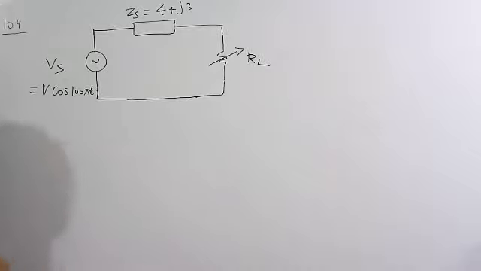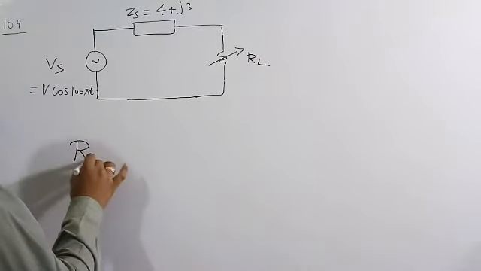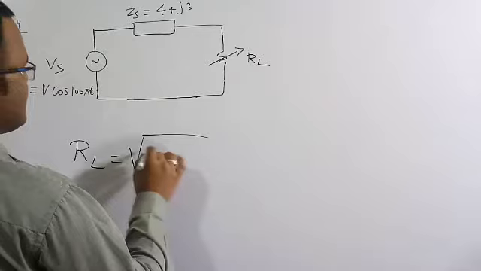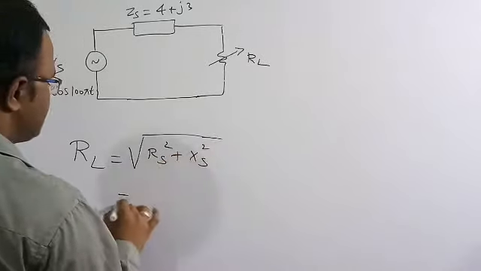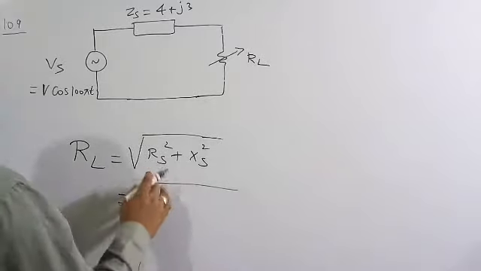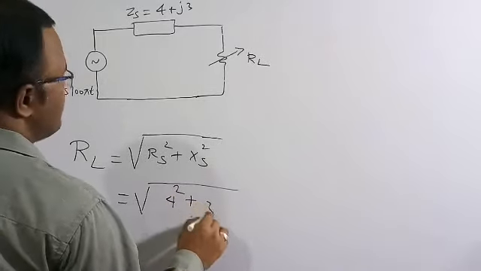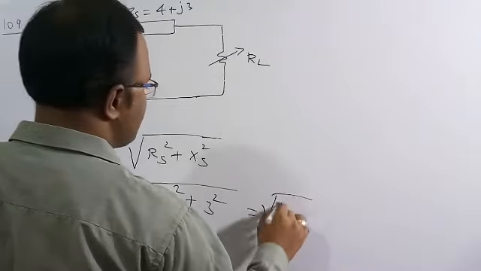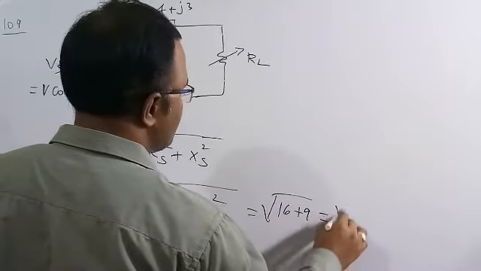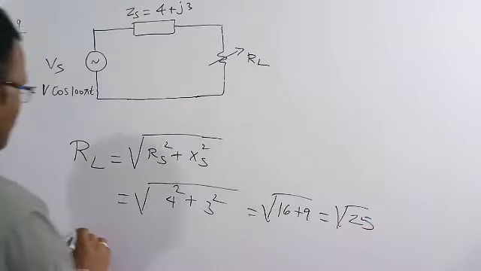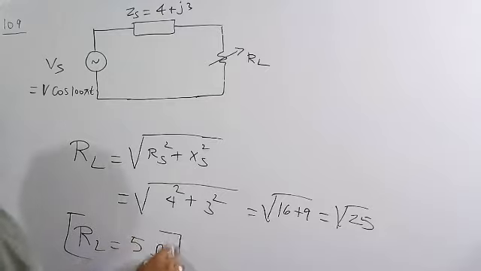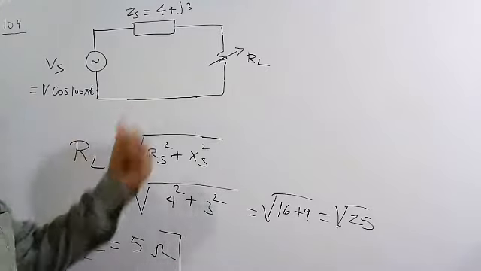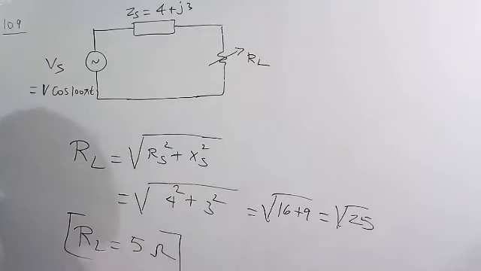I have already told you that the value of the resistor RL is equal to root over RS square plus XS square. This RS and XS are the internal resistance and reactance. So it is 4 square plus 3 square, which is 16 plus 9, that is 25, and root over 25 is 5 ohm. So RL is equal to 5 ohm, and then the maximum amount of power is transferred from the source to the load. This is the required solution of this numerical.